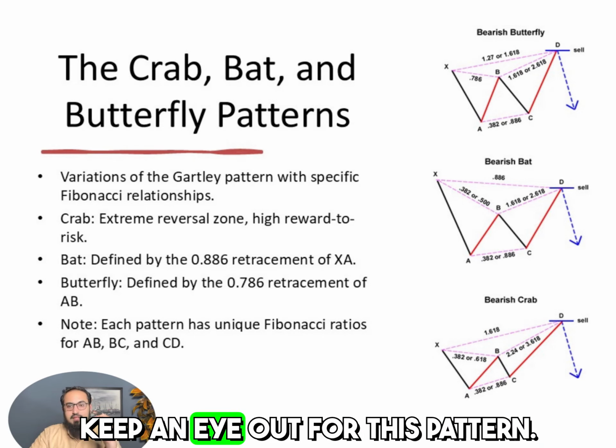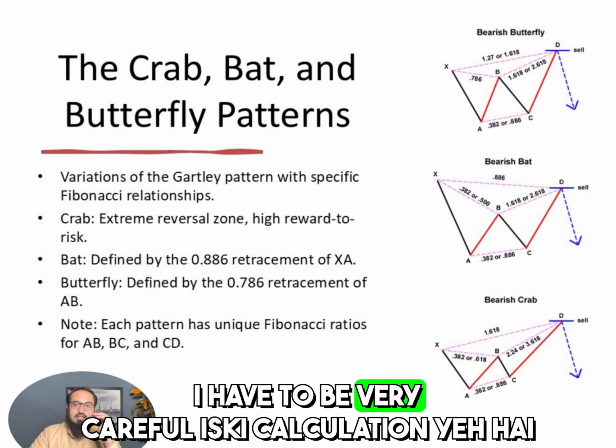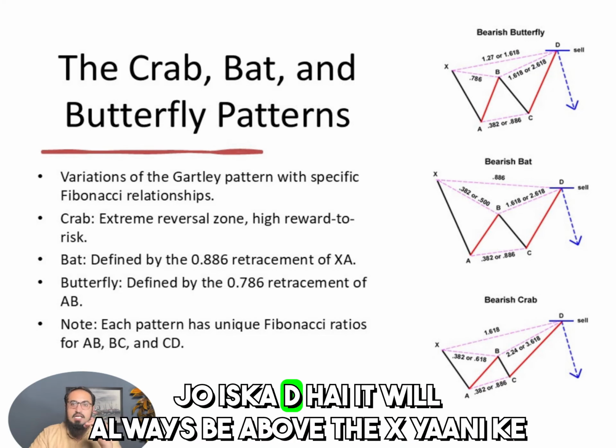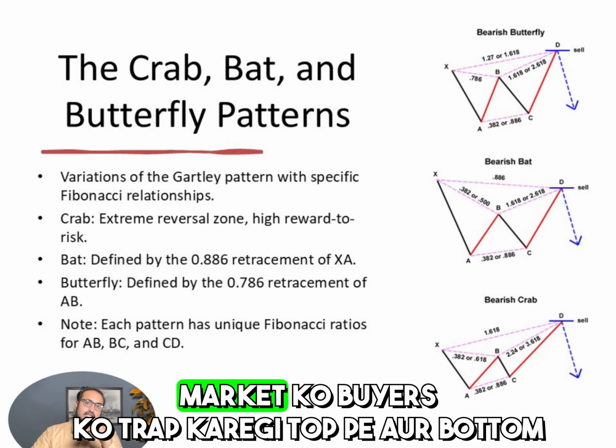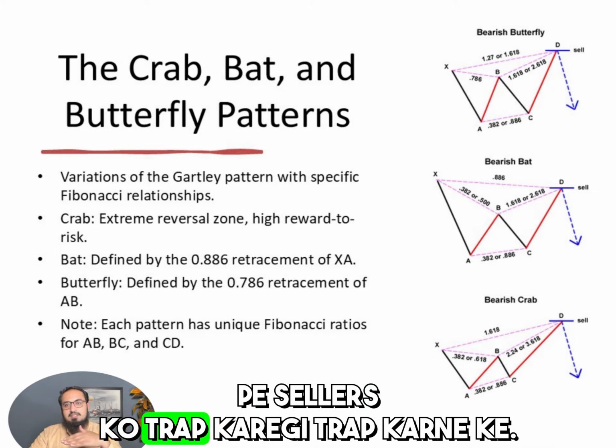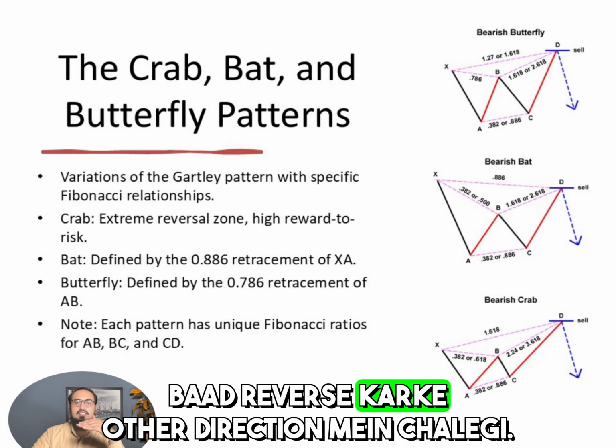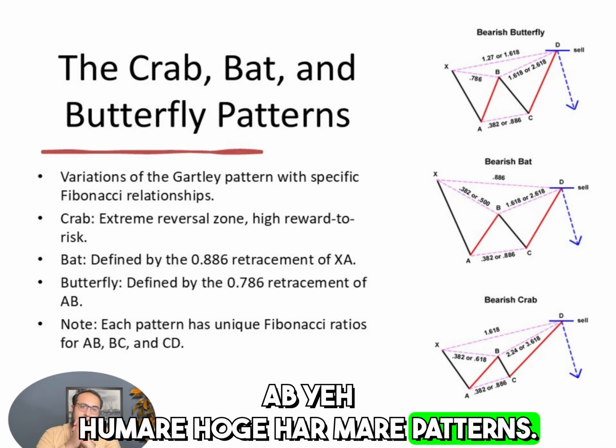So we have to keep an eye out for this pattern. Have to be very careful. Its calculation is that it will always be about the X. That is, its second swing will go above one and trap buyers in the market. It will trap sellers at the top and bottom, then reverse and move in the other direction. Now this will be our harmonic pattern.